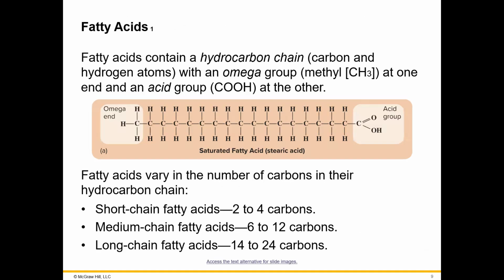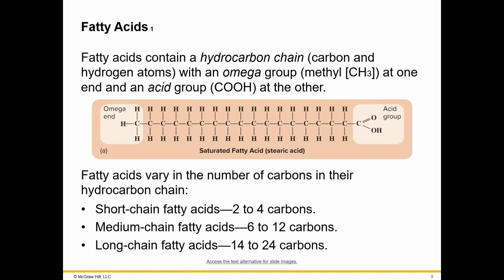When we look at our first type of lipid that we're going to look at, or the first type of fat, we're going to be looking at fatty acids here. So you see that fatty acids are simply a hydrocarbon long chain. It's a long chain of carbons all linked together with this acetyl group here on the end and an omega group on the end.